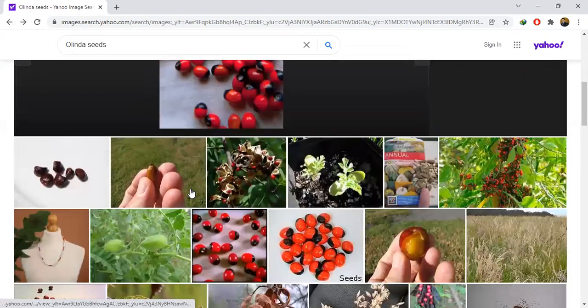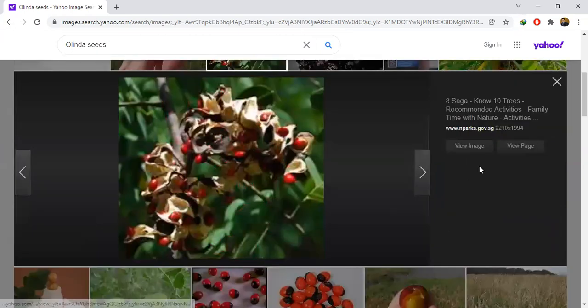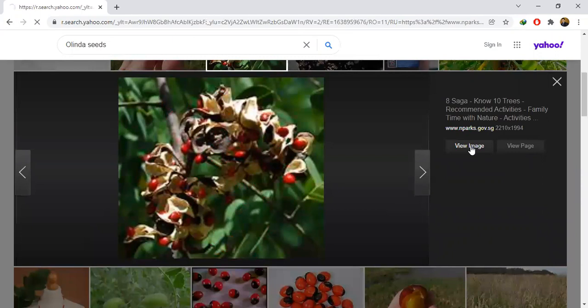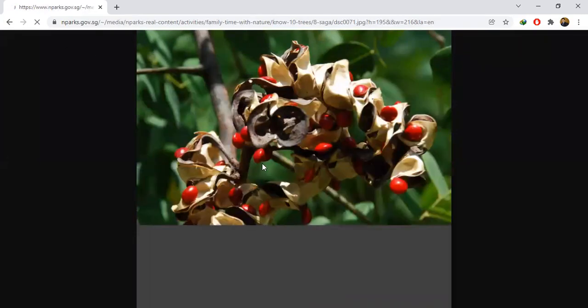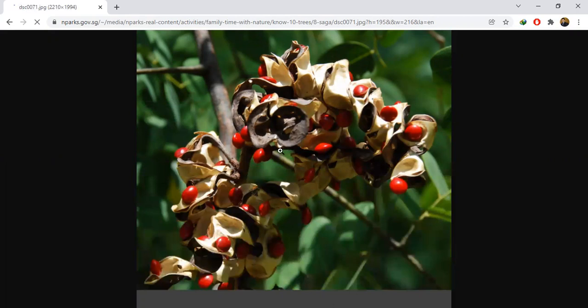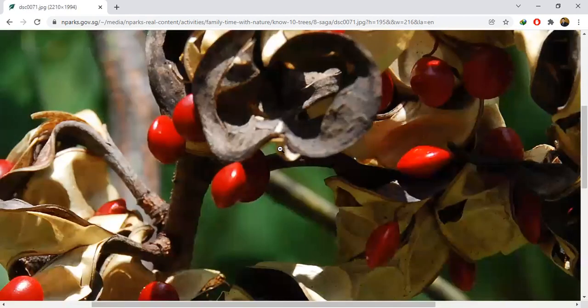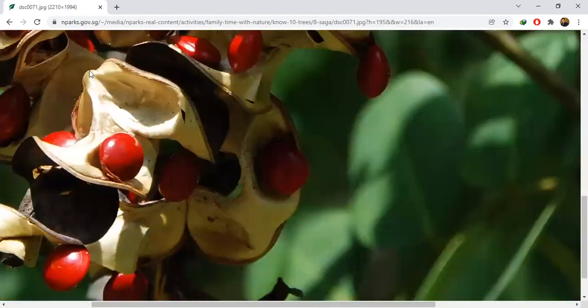In village areas, children also play with it. This is how Olinda stays on its plant. You can see the plant has exposed the seeds. Okay, like that. Seems to be manjari. It's not Olinda.